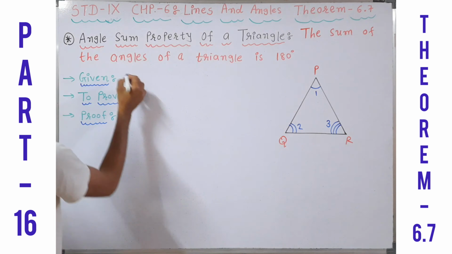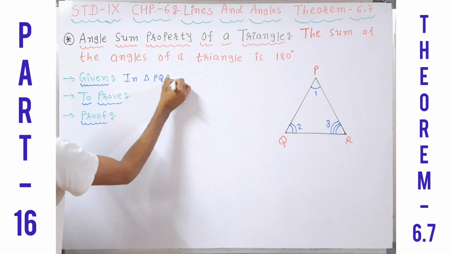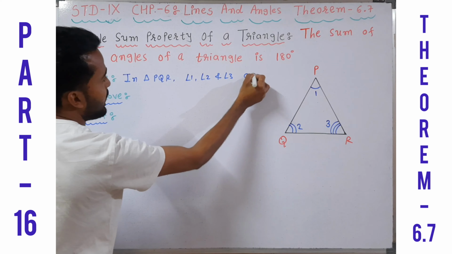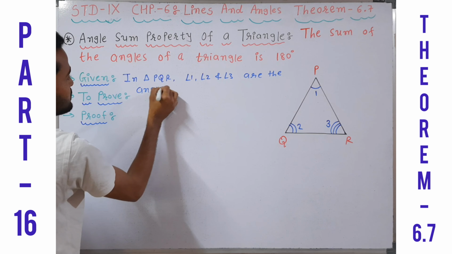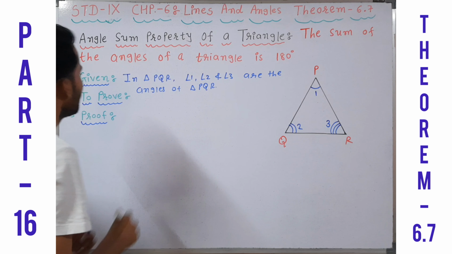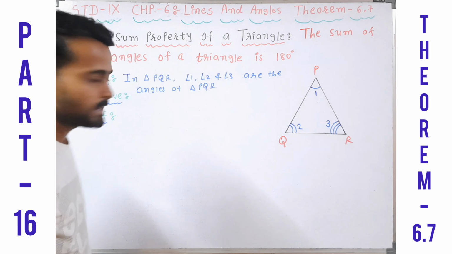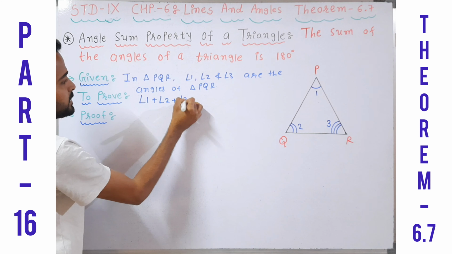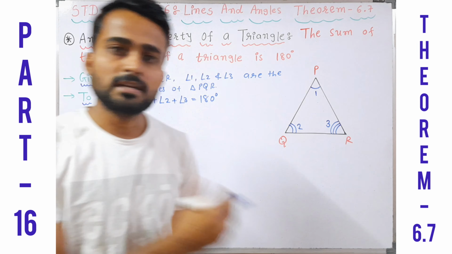We are given triangle PQR, right? So in triangle PQR, angle 1, angle 2 and angle 3 are the angles of triangle PQR, right? Now what we have to prove? We have to prove that the sum of these three angles is 180 degree, right? So we are going to prove that angle 1 plus angle 2 plus angle 3 is equal to 180 degree, right?